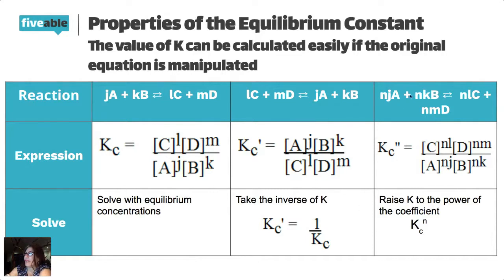And if the equation is multiplied by another coefficient, then you just raise the original K to the power of the coefficient that was multiplied originally. And those are some ways that you can modify K to match the modification of the equation. Questions? No. Okay, we're going to continue.